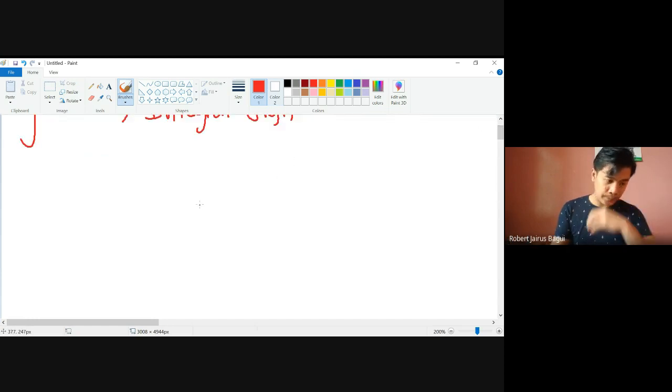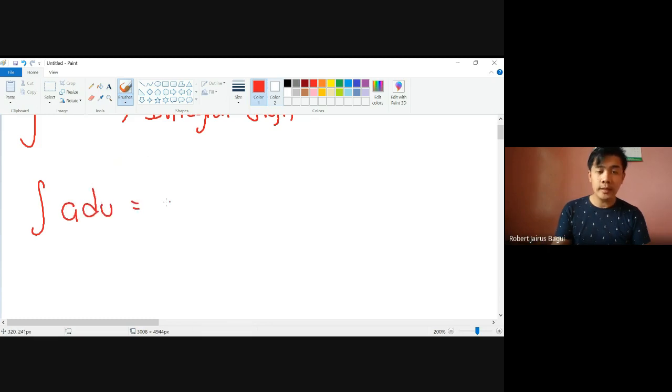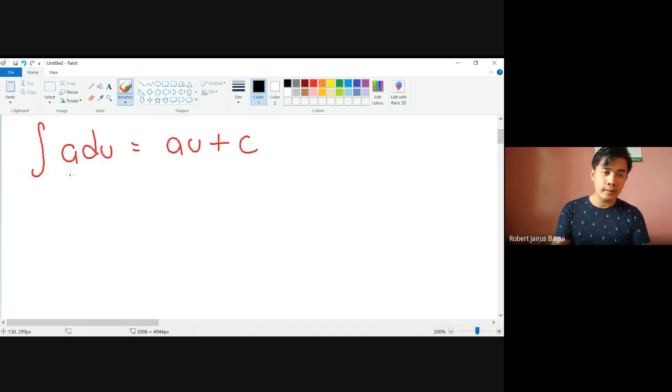First up, what is our formula when it comes to integral calculus? This is the integral of a du, which is simply au plus C. So what is this? This a is a constant number.